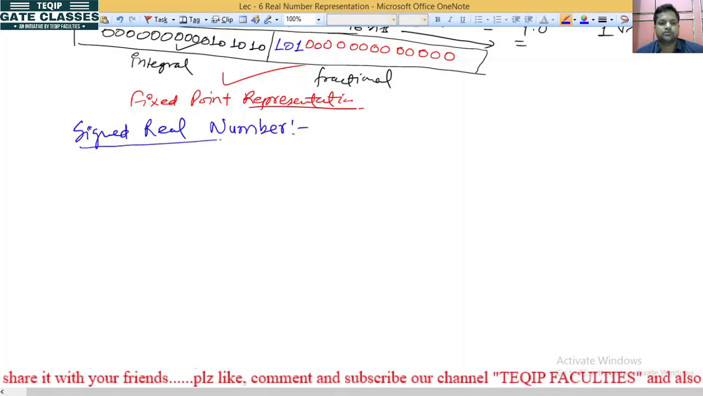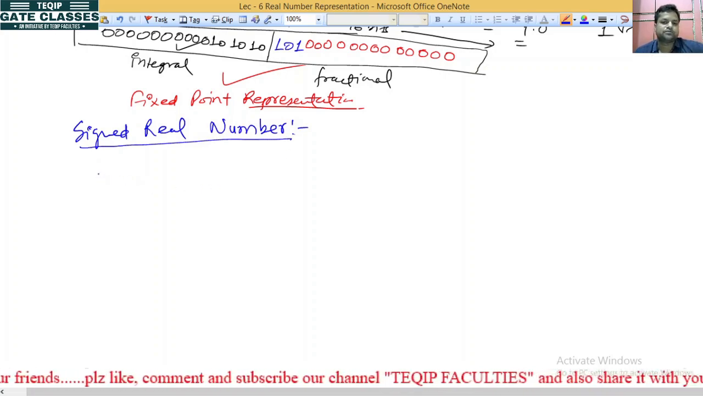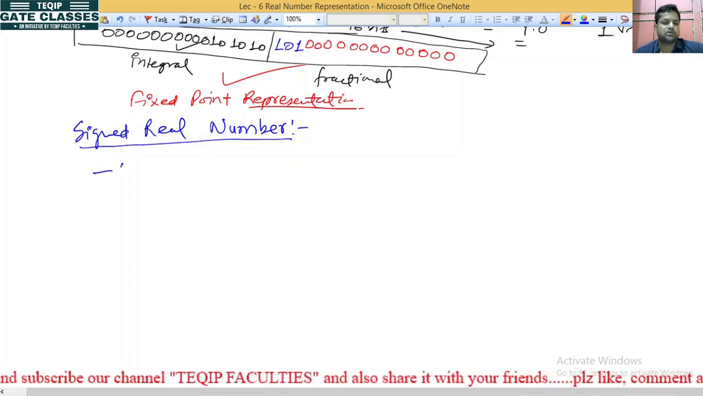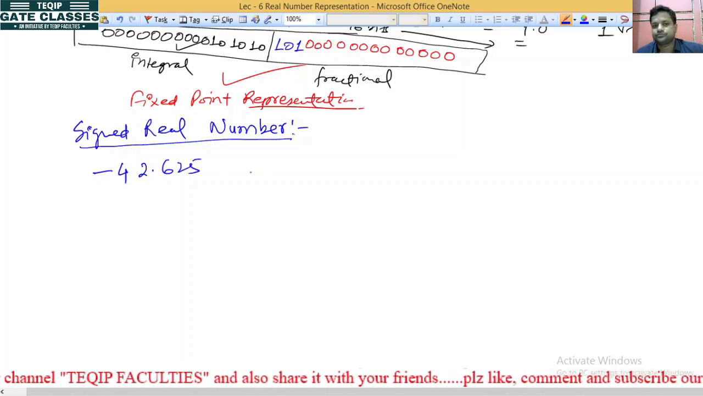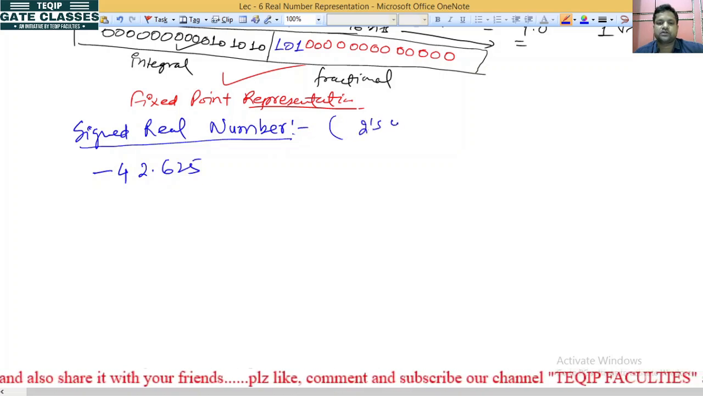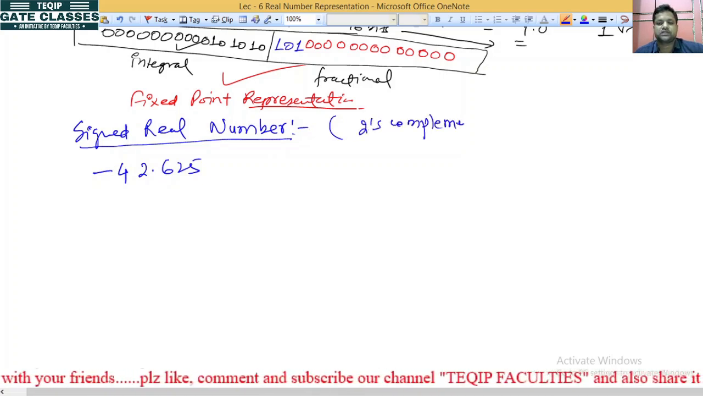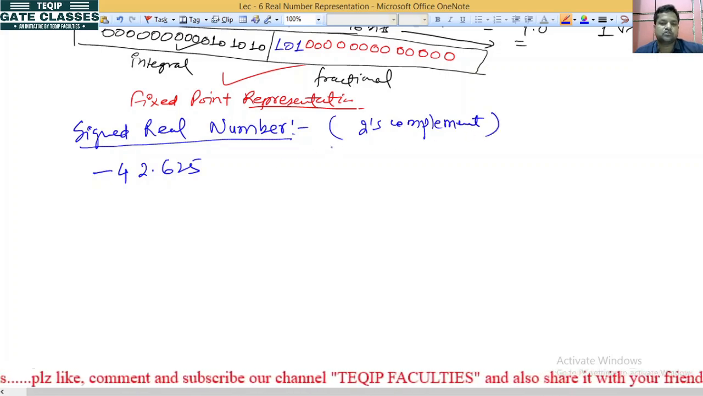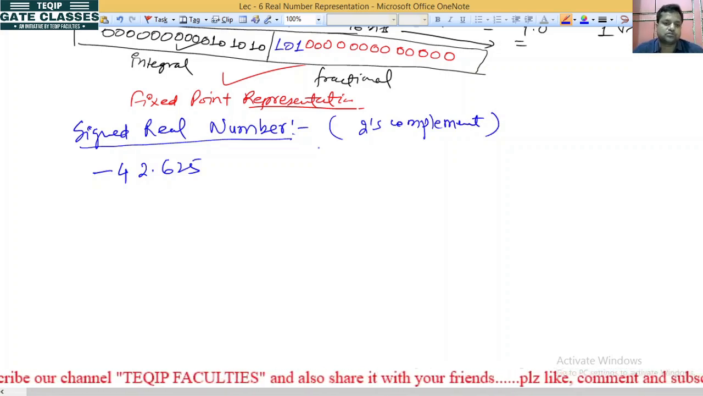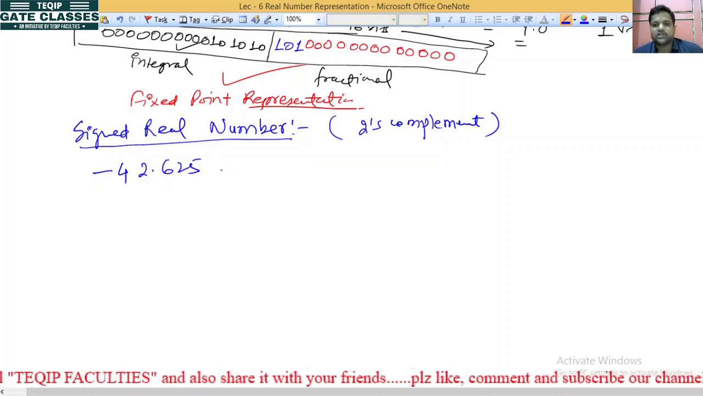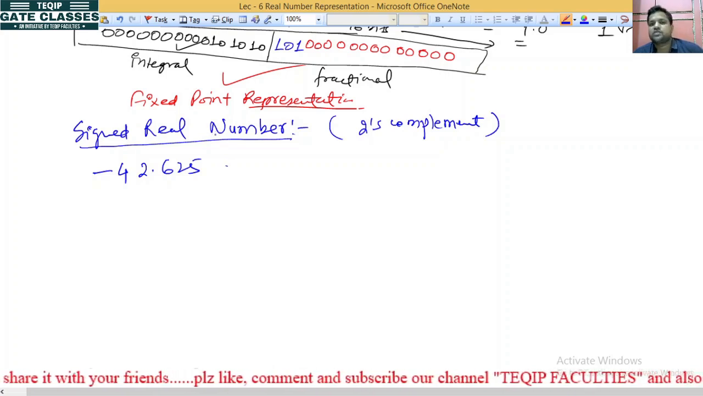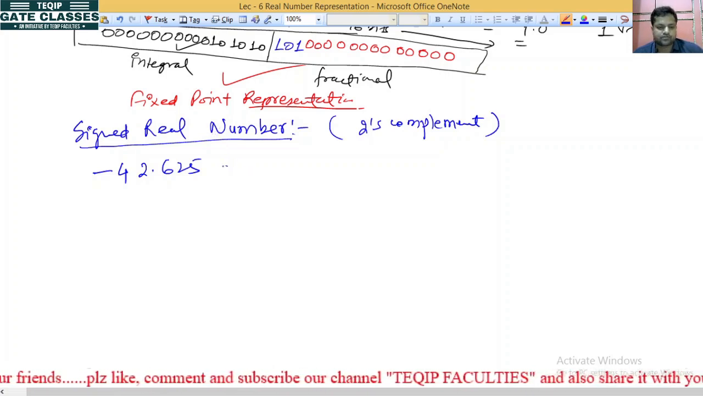So I want to store this in fixed point representation. Okay, now suppose we have the number minus 42.625, okay, and I am using the 2's complement method. okay ना, ऐसा नहीं कि सिर्फ 2's complement से आप कर सकते हो, you can do it with sign magnitude system and 1's complement system also. जहाँ पे मैं signed 2's complement सिस्टम में रिप्रेजेंट करूँगा, वहाँ पे आप 1's और साइन मैग्नीट्यूड सिस्टम को रिप्रेजेंट कर सकते हो इजीली.